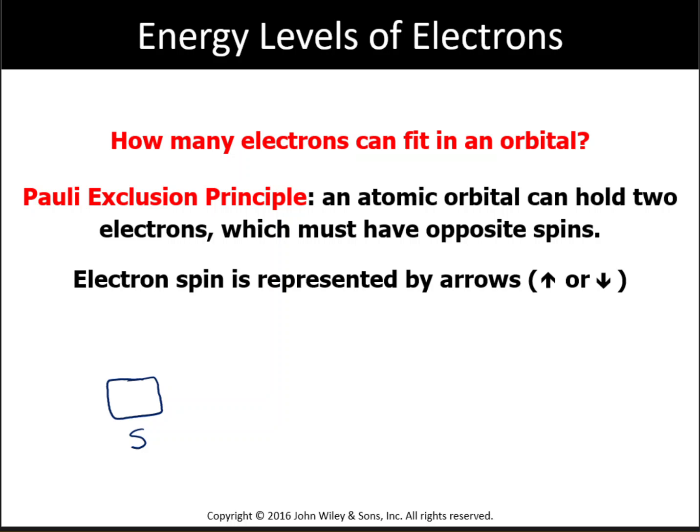Now, it doesn't matter if pointing up is clockwise or counterclockwise. It's just being consistent. These are just representations, and in this class you don't learn how to find the spin of the electron. What's important is that if you have 2 electrons in one orbital, they have to have opposite spin. So they can't both be pointing up or both pointing down. This is called the Pauli exclusion rule.